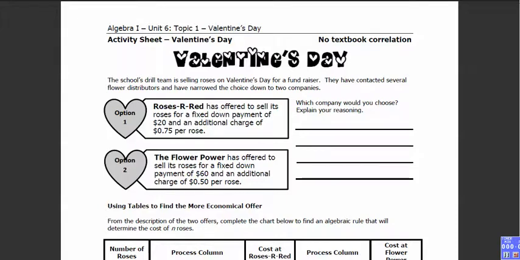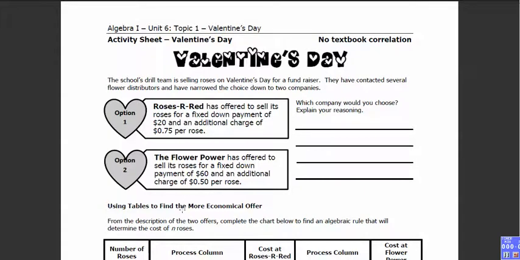All right, guys, so I just wanted to talk you through the key for the Valentine's Day worksheet. As you've read, we have two different options for purchasing flowers for a fundraiser. Roses Are Red offers to sell its roses for $20 and then an additional charge of 75 cents per rose. Flower Power charges $60 up front and an additional charge of 50 cents per rose.